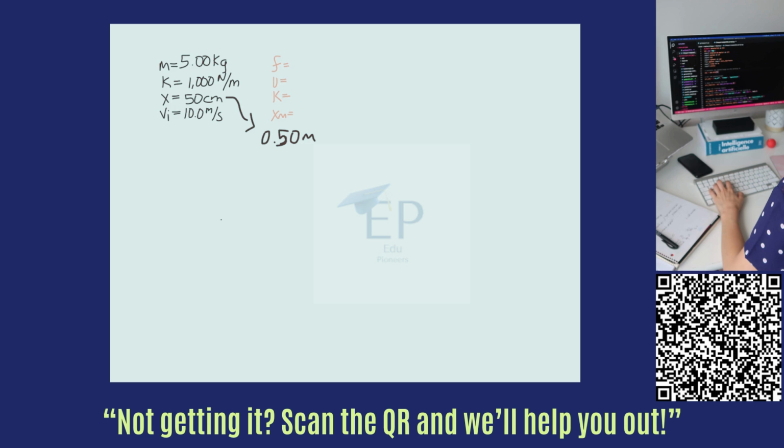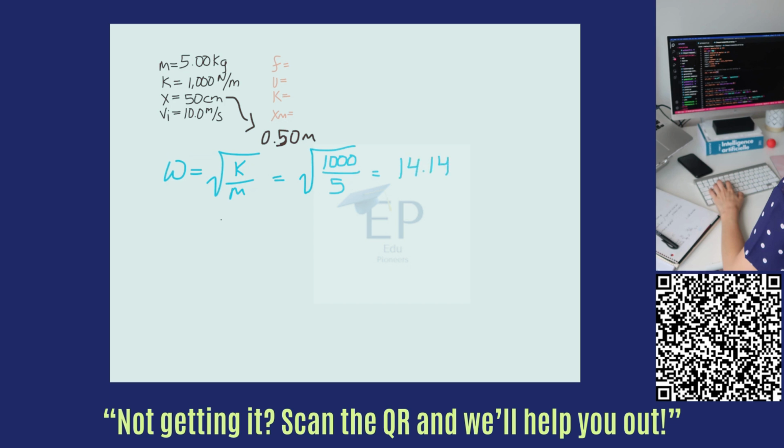Alright, so our first task is to figure out what is the frequency of this oscillation. So we're going to use the equation omega equals the square root of the spring constant divided by the mass. So in this case, we're going to find the square root of 1,000 divided by 5, which gives us 14.14.